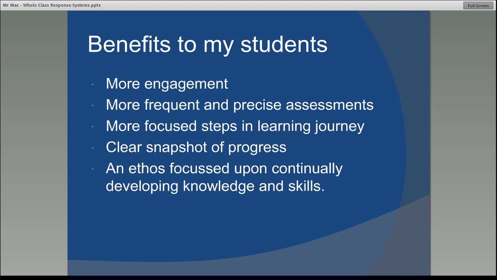And because of that ethos, they're very keen and eager and motivated to show me where they're at, and they're being completely honest with it. Even if they're falling behind, they're being honest with it, not embarrassed. They're very confident to tell me where they're at, because I tell them that's really useful to me, so I can really help improve their learning.